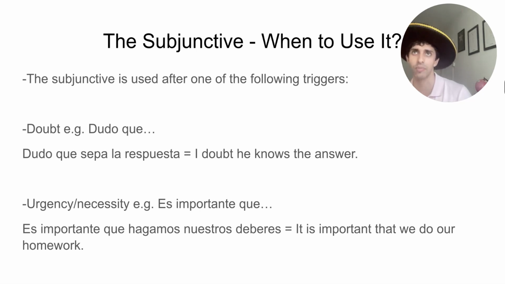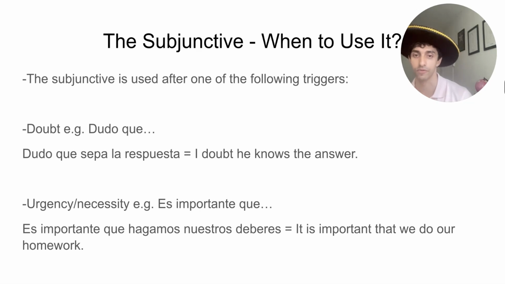If you say dudo que sabe la respuesta, technically that is incorrect. If you're expressing doubt in this way, you must use the subjunctive rather than the indicative mood. When you're expressing urgency or necessity, likewise, you should use the subjunctive too.